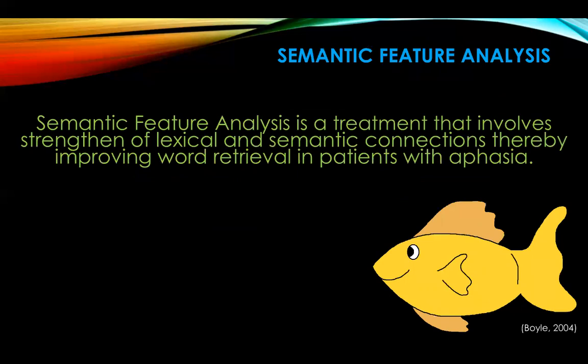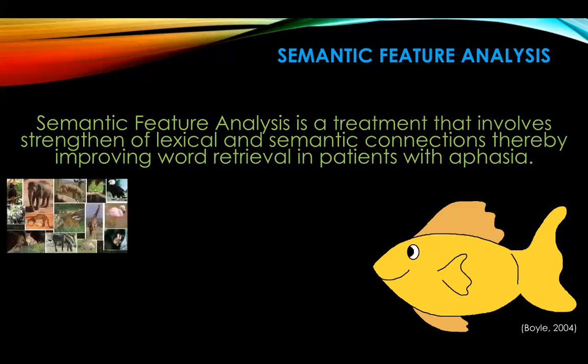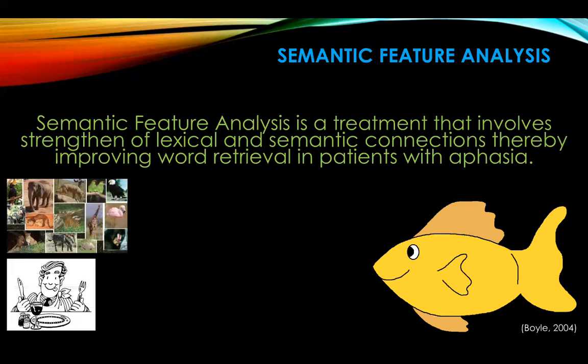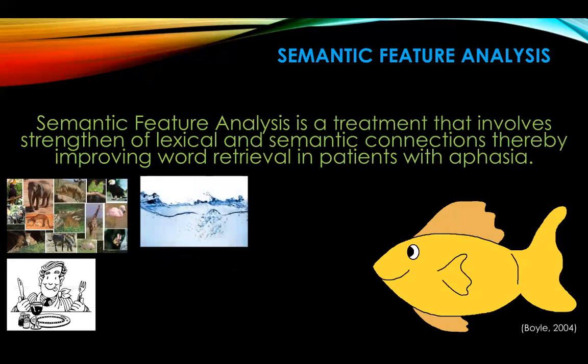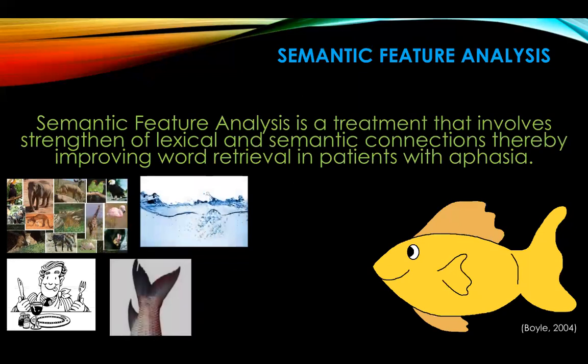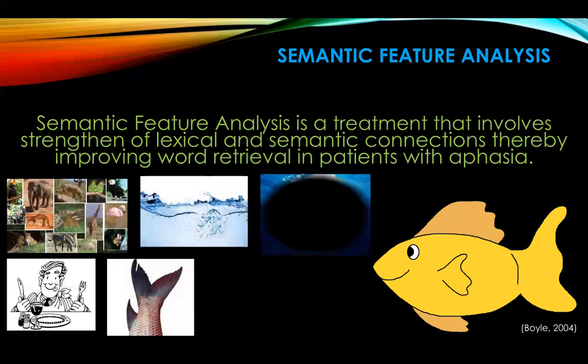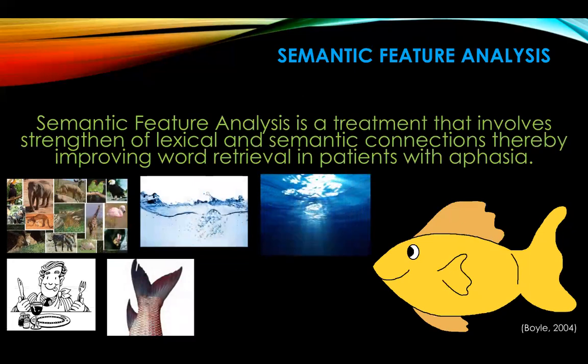For example, if the target word is fish, the semantic cues we could use are as follows. For group, you could say that it belongs to the group of animals. For use, you could say that you could eat it. For action, you could say that it swims. For properties, you could say that it has fins and scales. For location, you could say that it lives in the ocean or the sea. For association, you could say SeaWorld or an aquarium or even sushi.